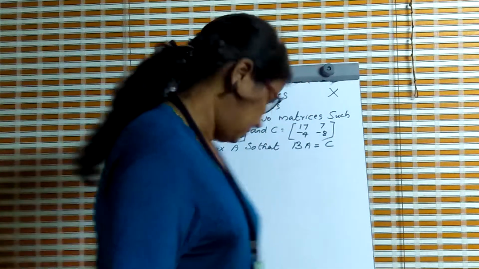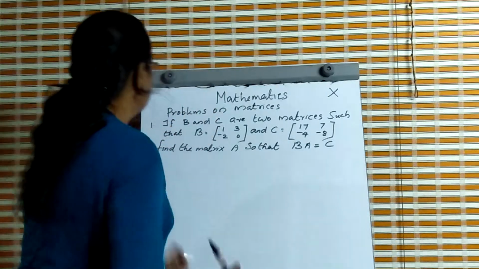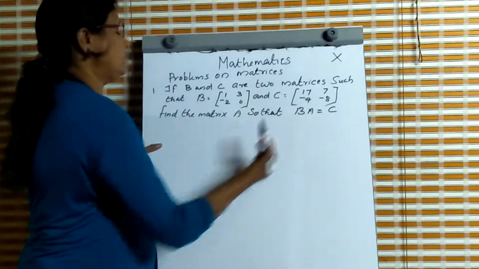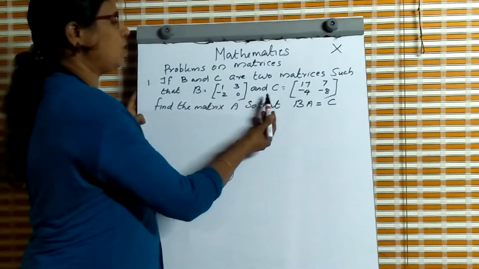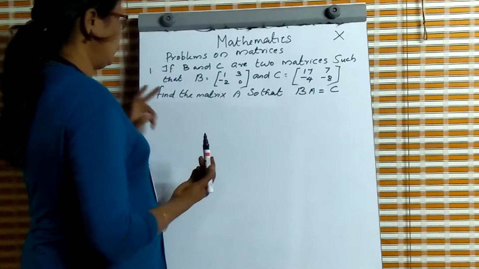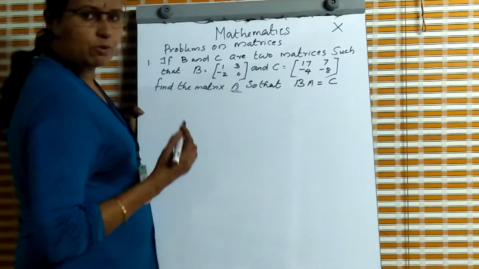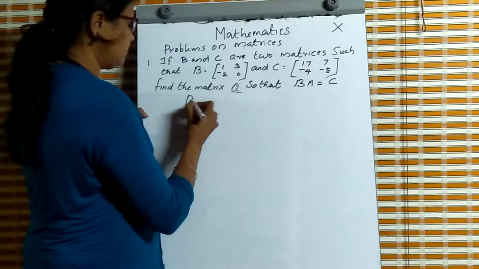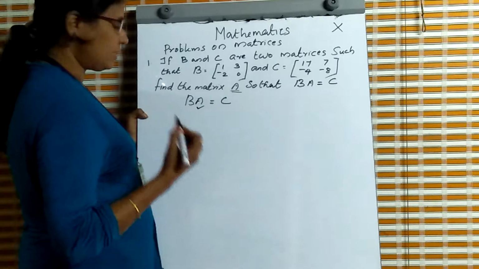Look at the board question. Question 1. If B and C are two matrices such that B is equal to the matrix [1 3; -2 0] and C is equal to the matrix [17 7; -4 -8], find the matrix A so that BA is equal to C. The given condition is BA = C and we have to find this matrix A.